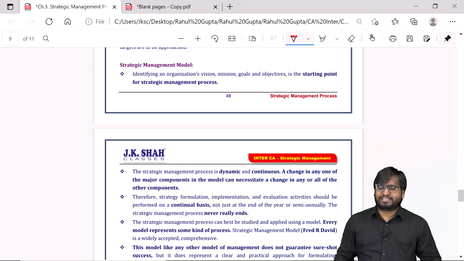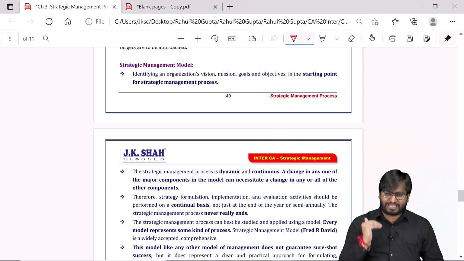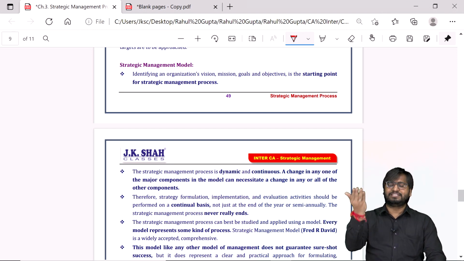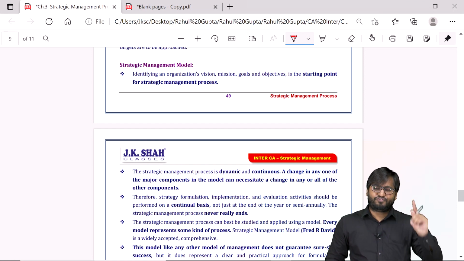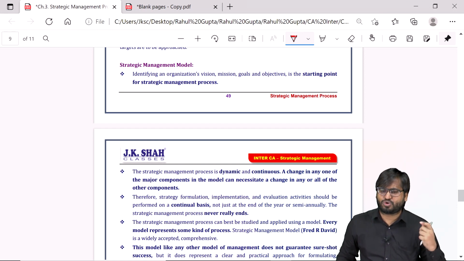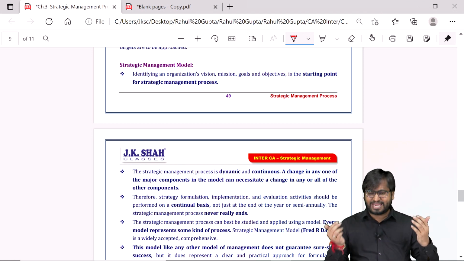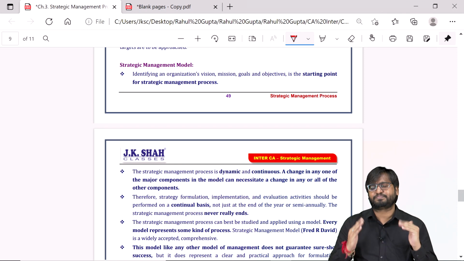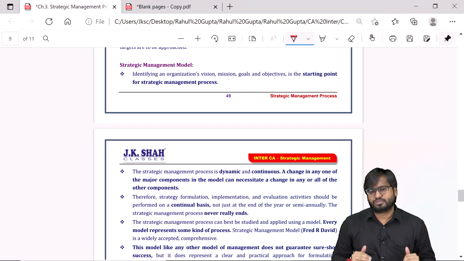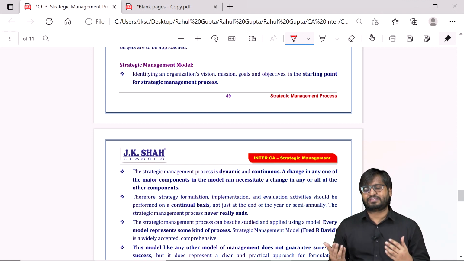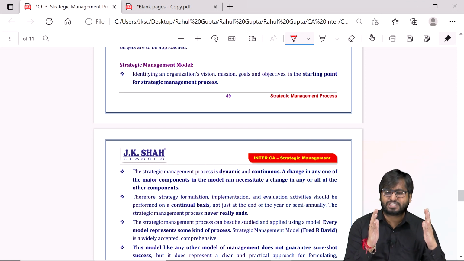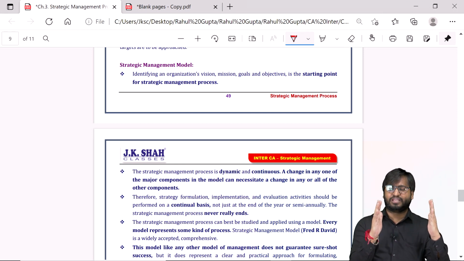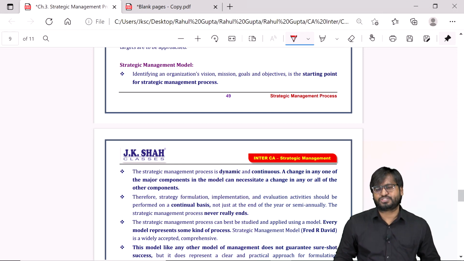While analyzing the internal factors, we will come to know about our strengths and weaknesses. While analyzing the environment, we will come to know about the opportunities and threats. So the first step was to develop the vision, mission, goals and objectives. Thereafter we did analysis, internal as well as external. Post which we will formulate the strategies: generate, analyze, select the strategies. These three will form part of the formulation stage. Collectively, these three stages are called the formulation stage.